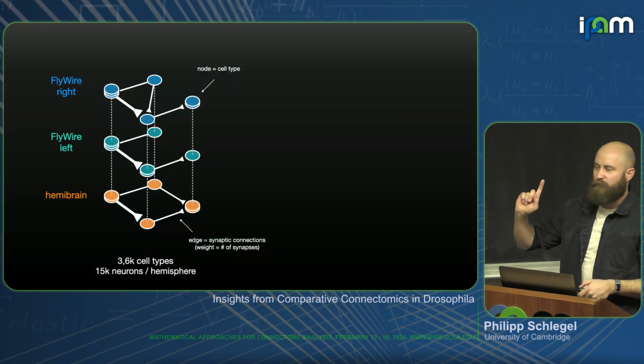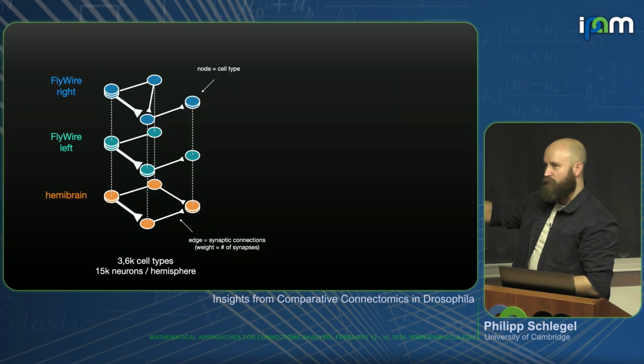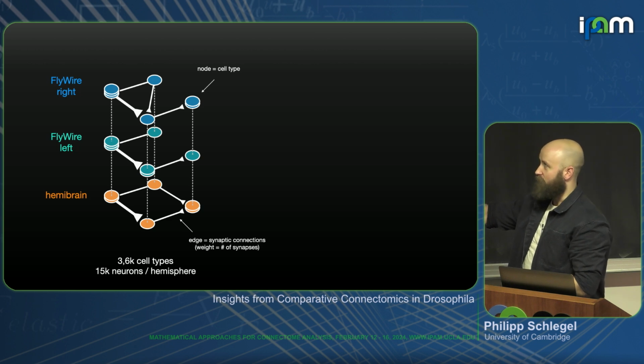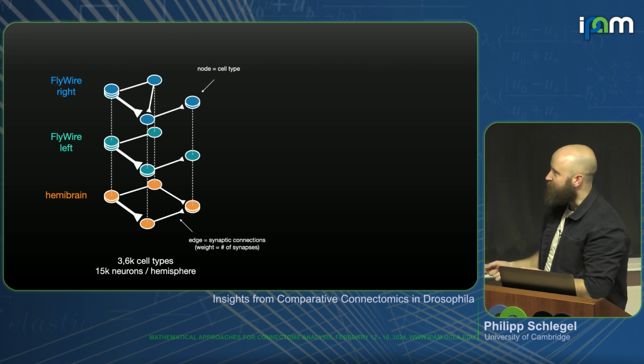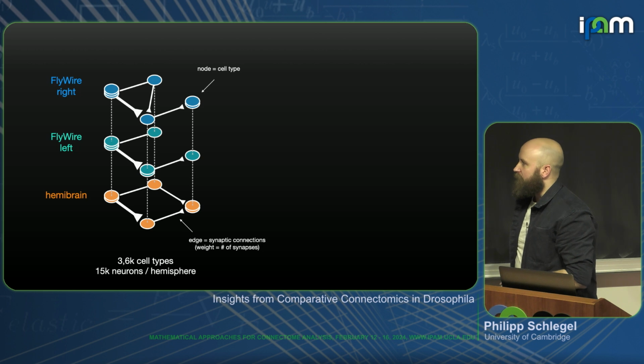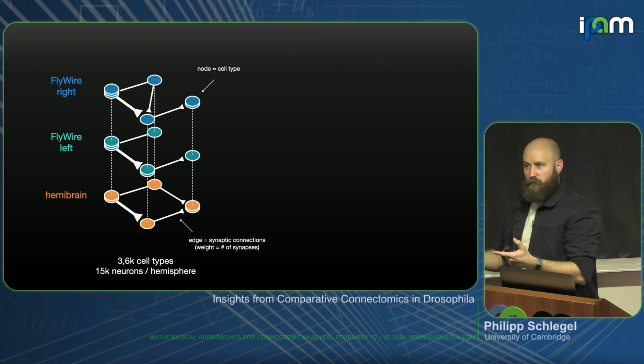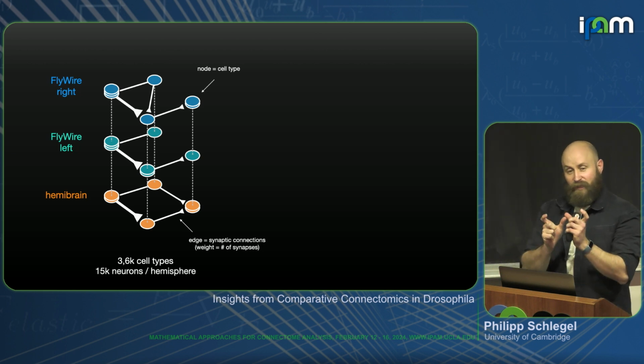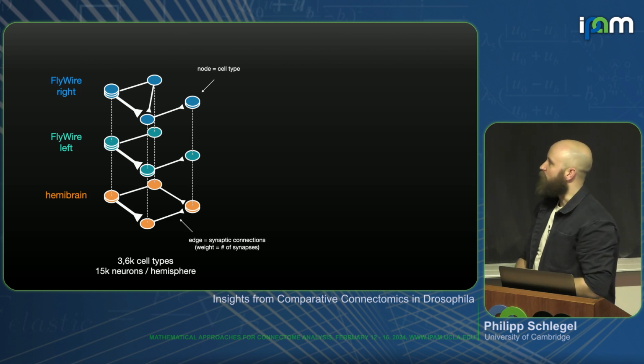What do we get from this? With this mapping, we now have 3 graphs: FlyWire right, FlyWire left, and the hemibrain, where each node represents a cell type. So you can see these little stacks, right? A cell type can be one neuron, but it can be multiple neurons. And the edges are just the summed up edge weights, the number of synapses between those 2 cell types.